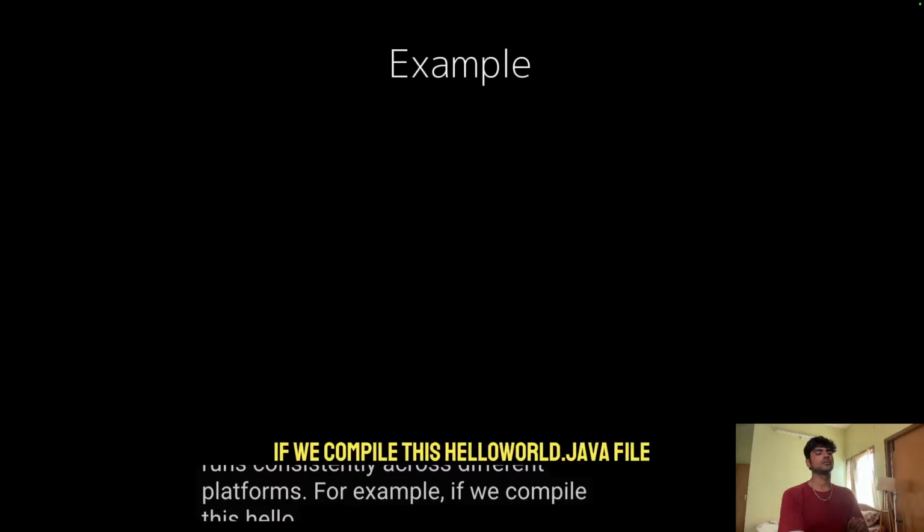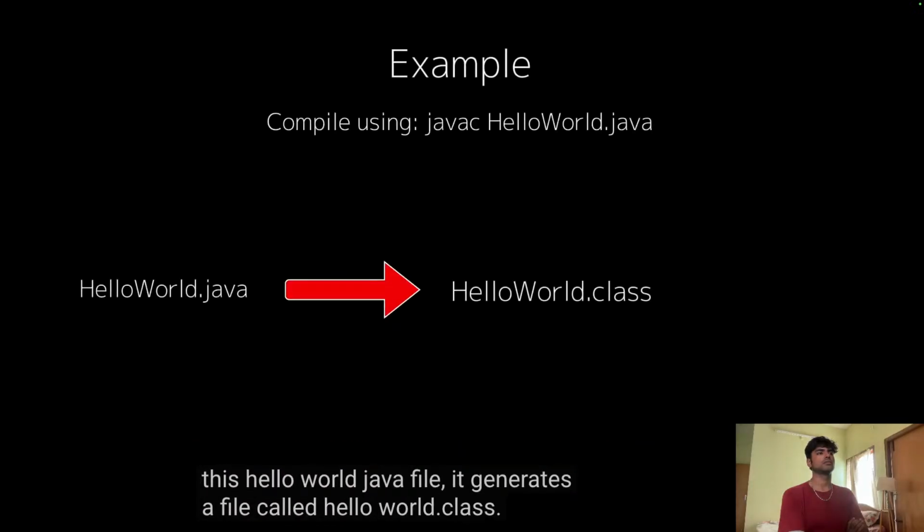For example, if we compile this HelloWorld.java file, it generates a file called HelloWorld.class. That's the bytecode we're talking about.